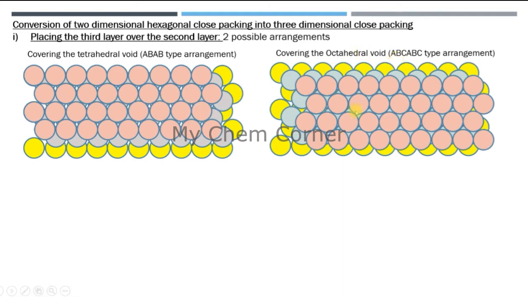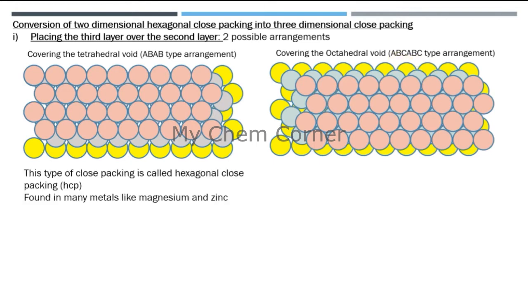Whereas in octahedral void, when I try to cover, I'm going to get an ABC type of arrangement. Now, in this type, when I'm trying to cover the tetrahedral void, the type of arrangement is AB type. Therefore, this type of close packing is called hexagonal close packing, because when I place these three layers in three dimensions and connect all the centers of the spheres, I will get a hexagon. That's why it's called hexagonal close packing.